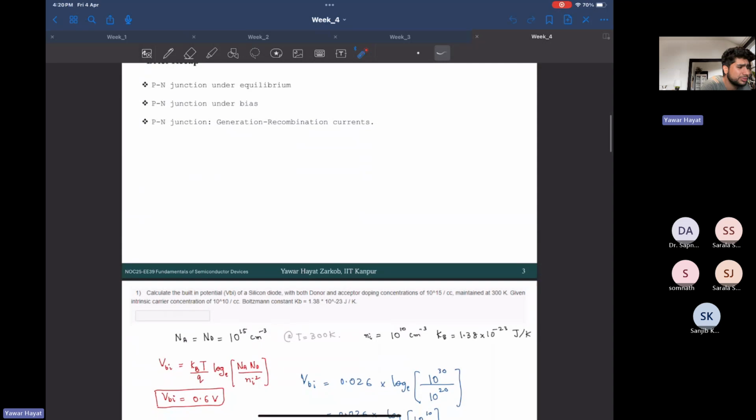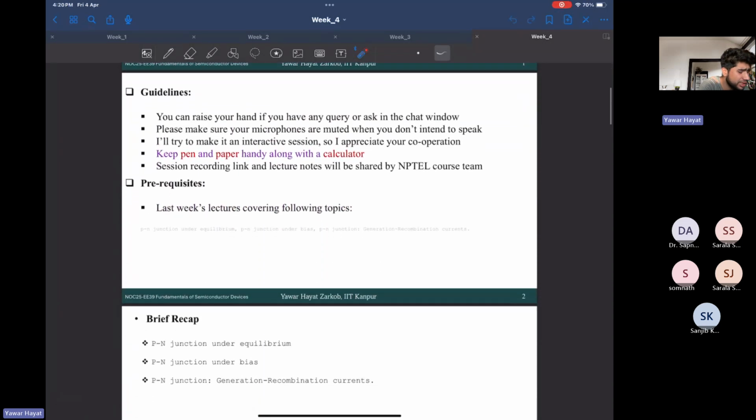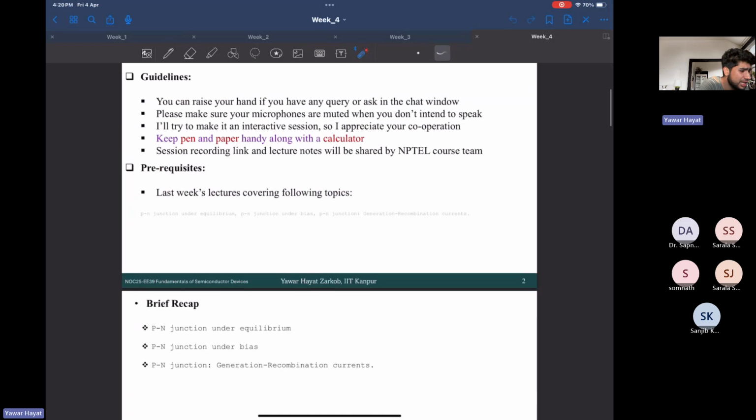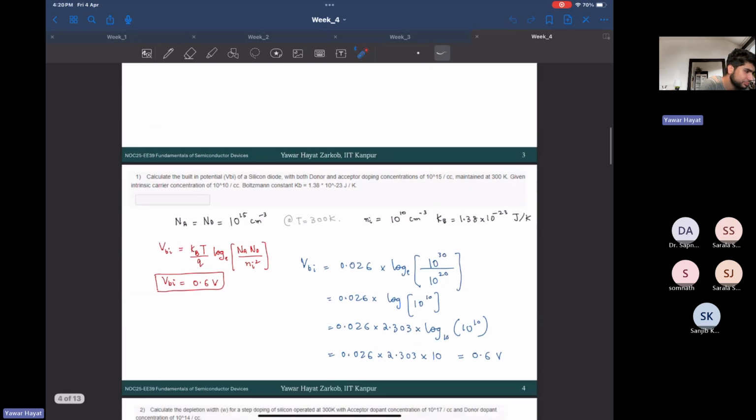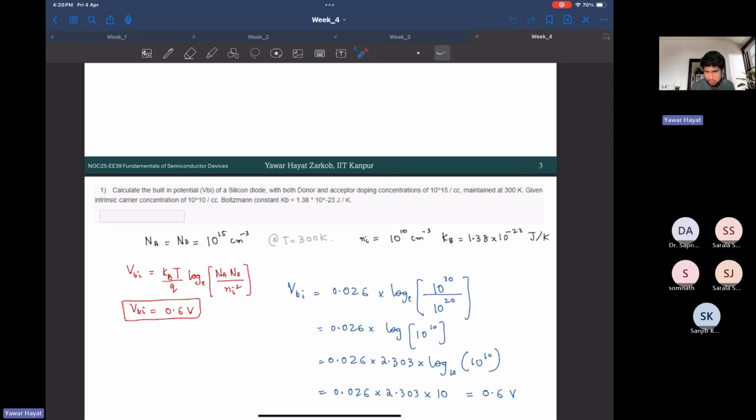So now, what contents had week 4? In week 4, your PN junction under equilibrium was discussed, your PN junction under bias was discussed, and the generation recombination currents were discussed. Okay, so let's go through this problem. I guess everyone is fine with that then. So we'll discuss week 4 today and wind up the session after discussing week 4.